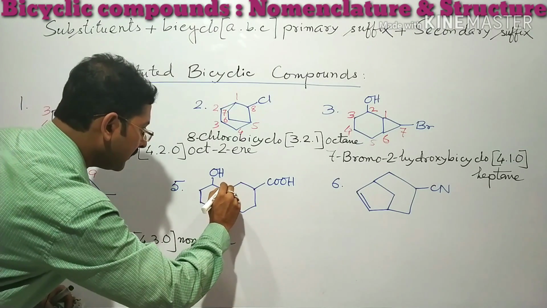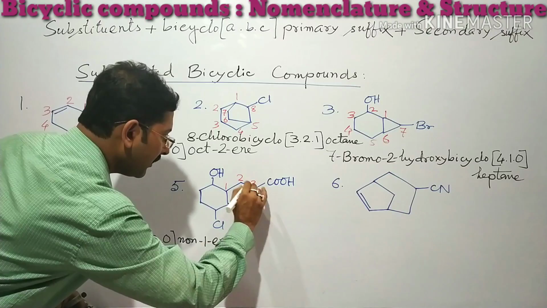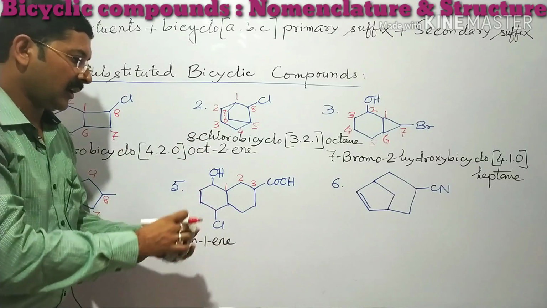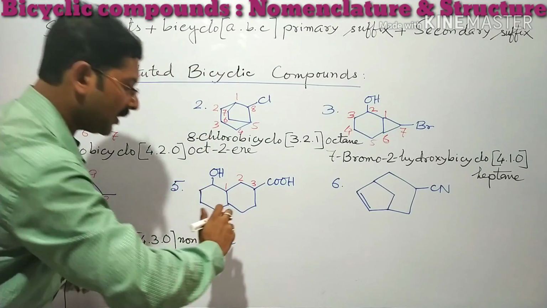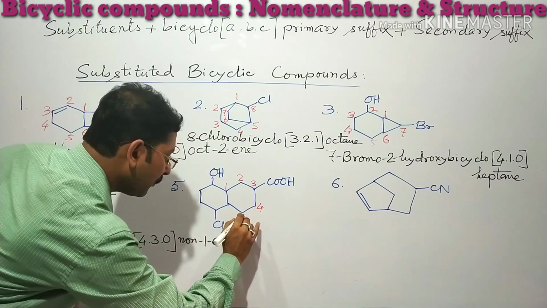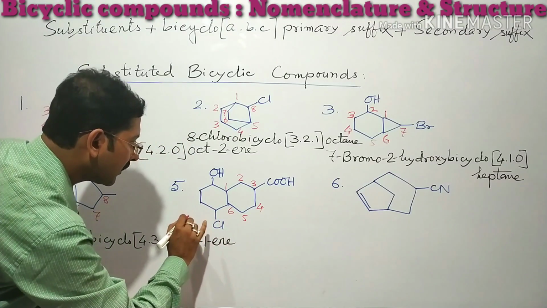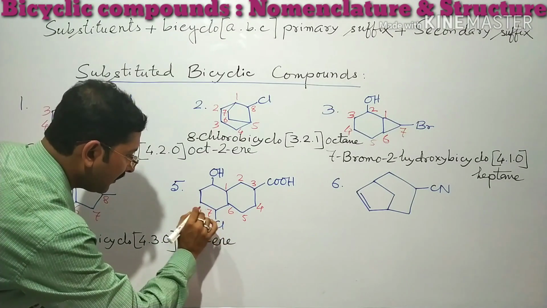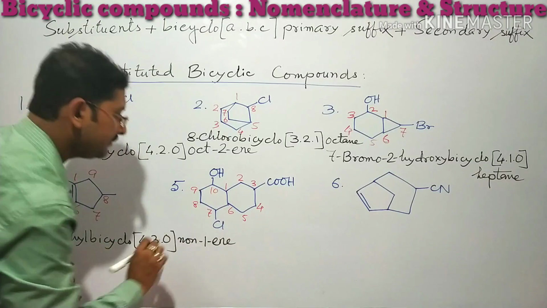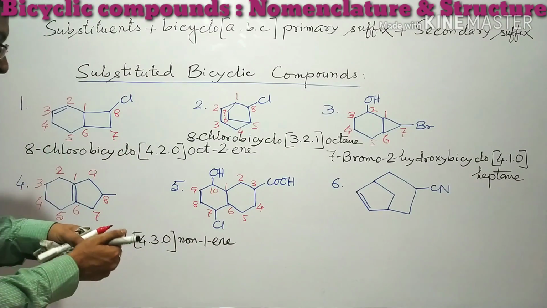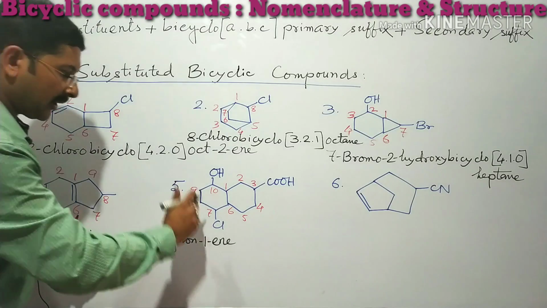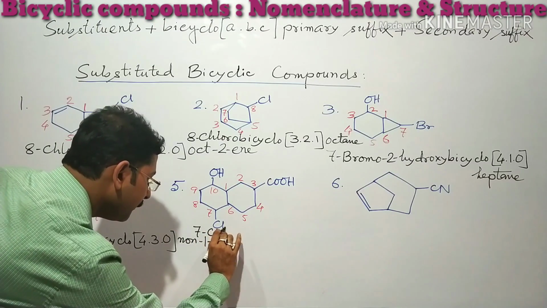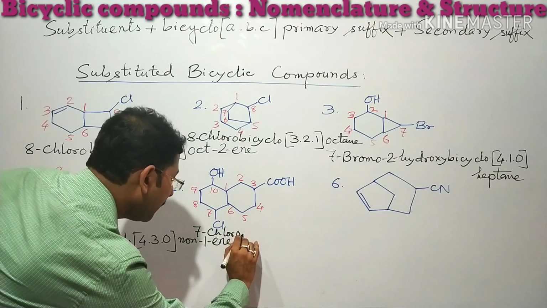Numbering starts from here. Definitely it will move in this way because the two rings contain the same number of carbons, and carboxylic acid is preferentially at the higher position in the preferential series of the functional groups. 4, this is 5, this is 6. Okay, this is 7, 8, 9 and 10. So the name of the compound is 7 chloro 10 hydroxy. It is 7 chloro 10 hydroxy.